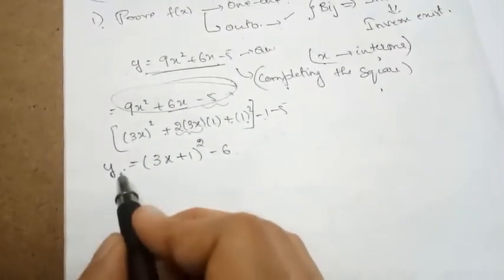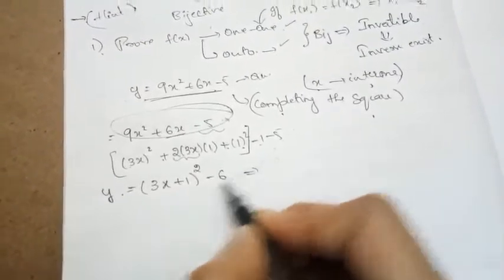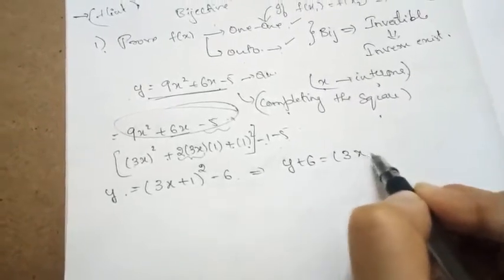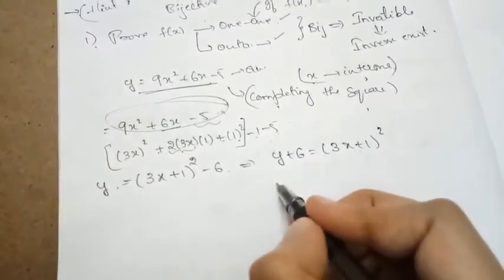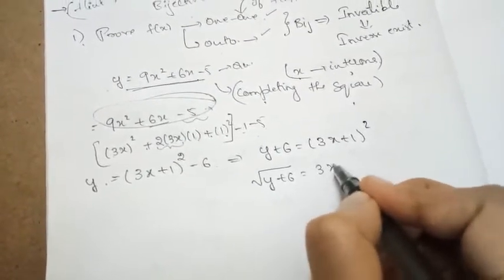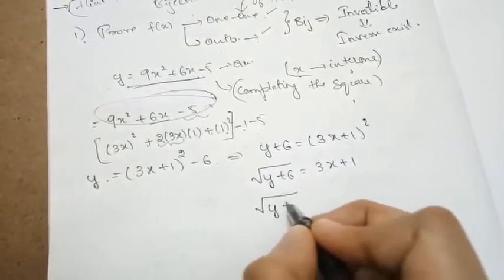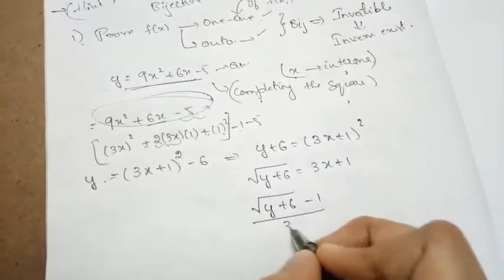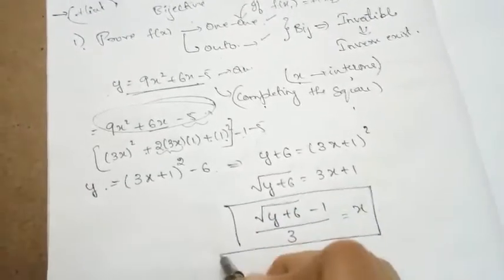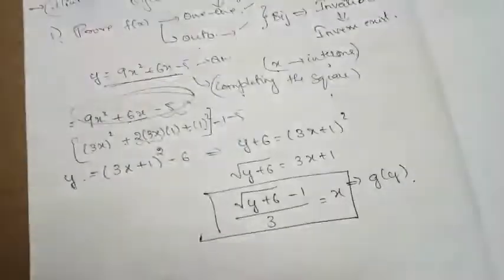Now I am expressing this in terms of x. y plus 6 is equal to 3x plus 1 whole square. So that is square root of y plus 6 is equal to 3x plus 1. That is, square root of y plus 6 minus 1, divided by 3, is equal to x. So now I have expressed x in terms of y. I am calling this g of y.